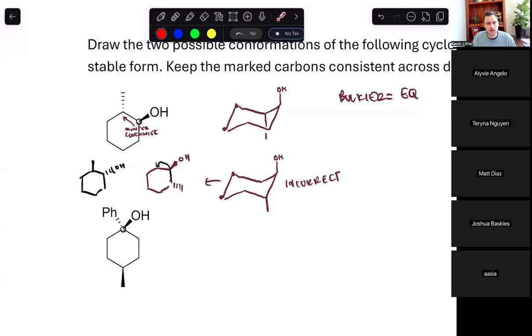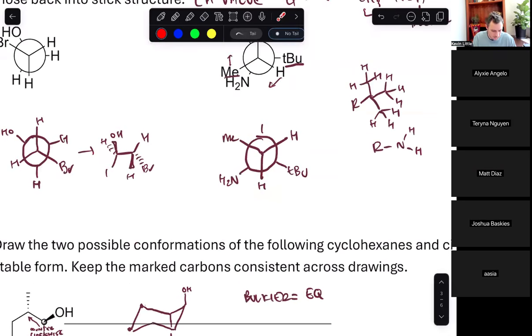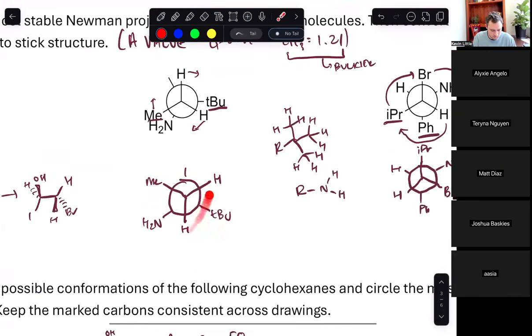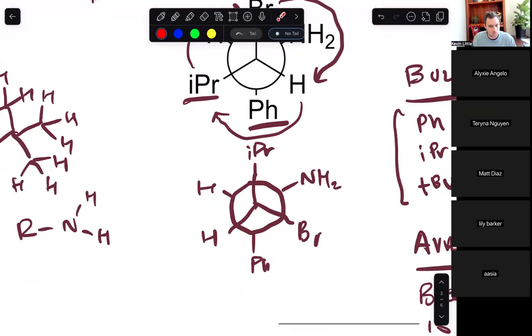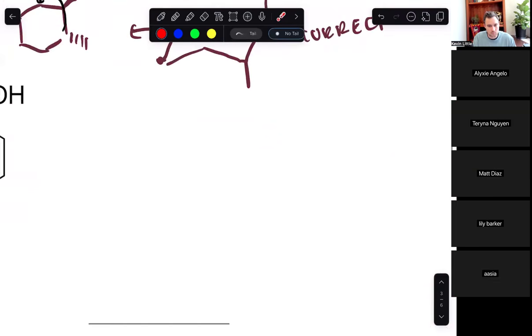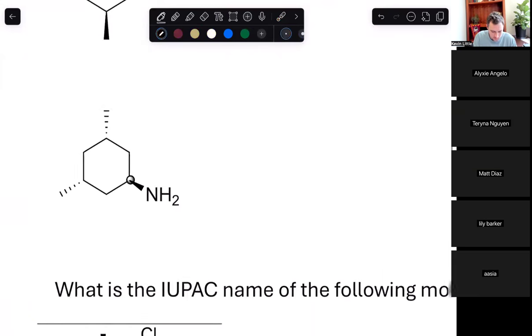Great question. Lily asked me a question about this one. I already talked about it, so you can go back. Wait, no, sorry. I'm talking about the third one, no, down, for the chair structures. Oh, actually, it doesn't really matter.